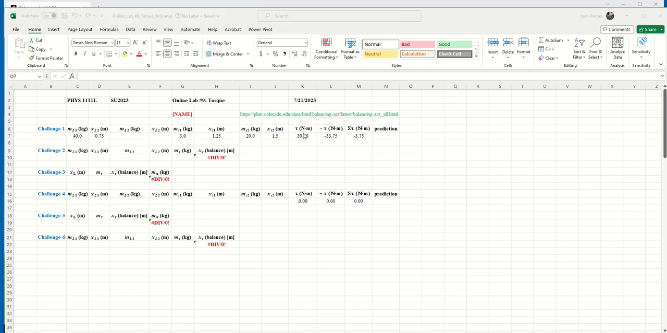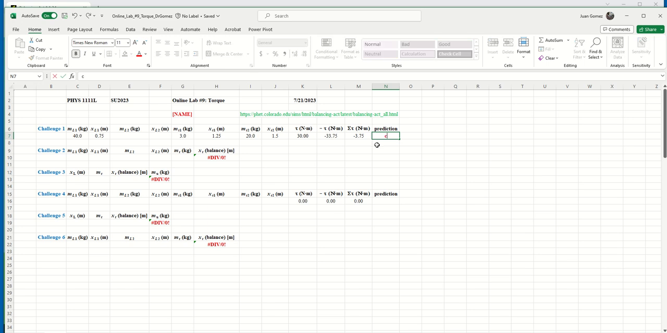So notice the 3 columns for the torque, because I entered the formulas in for you. The net positive torque is 30. The net negative torque is negative 33.75. So the sum of the torques is negative 3.75 in units of a Newton meter. Remember, that's a negative torque. That is a clockwise rotation. So you type in CW.